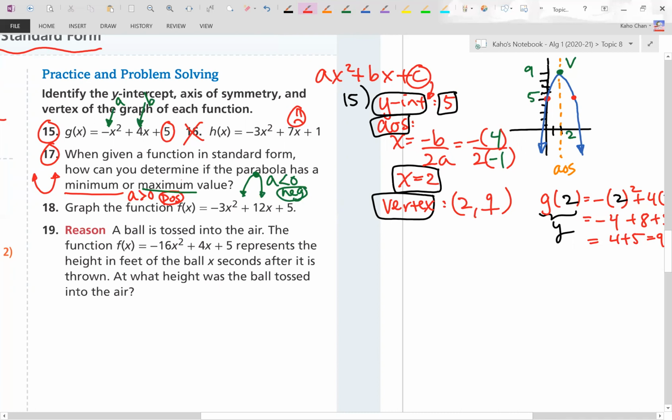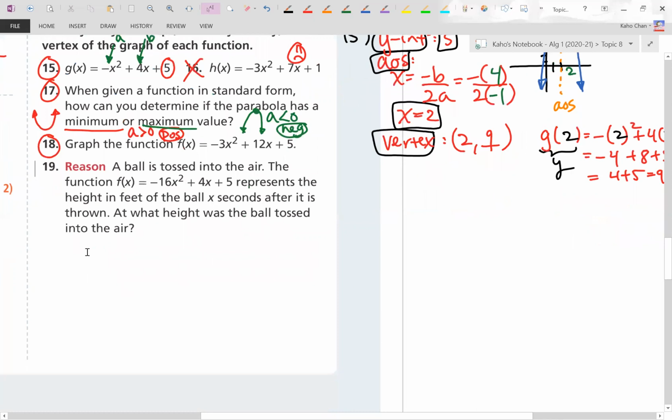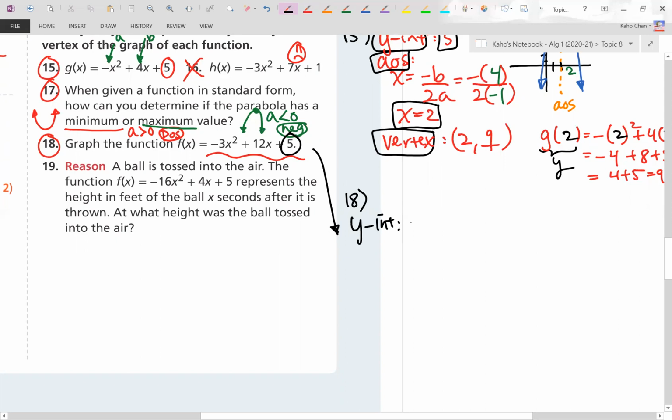Yay. You guys ready for number 18? Last one. We're going to graph that function using the parts that we need here. Okay. Step 1. Find the y-intercept. This is number 18, by the way. The y-intercept is the constant by itself. In this case, is 5. Awesome. Axis of symmetry is next.